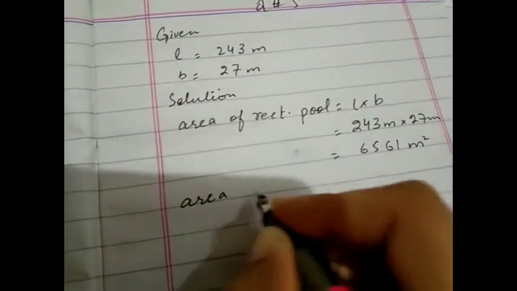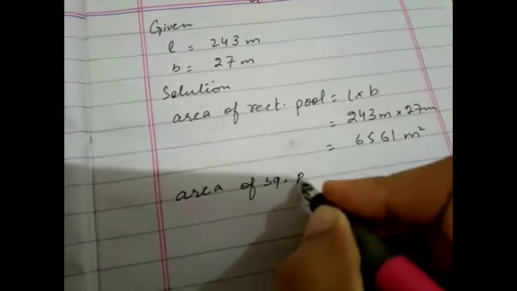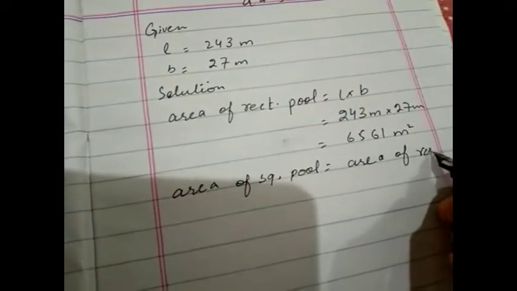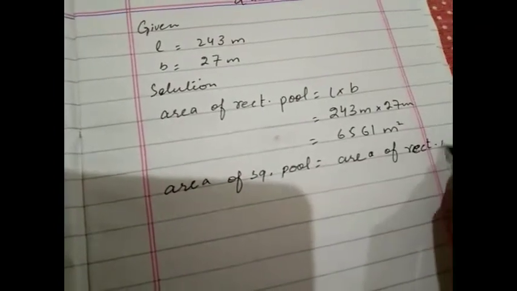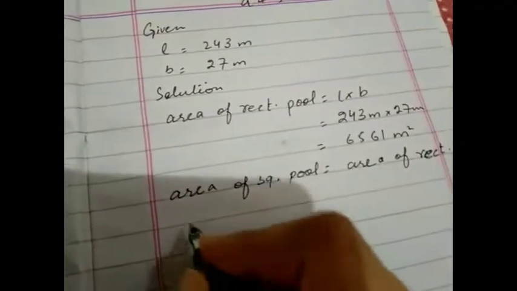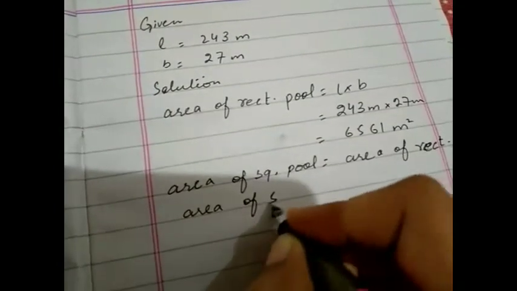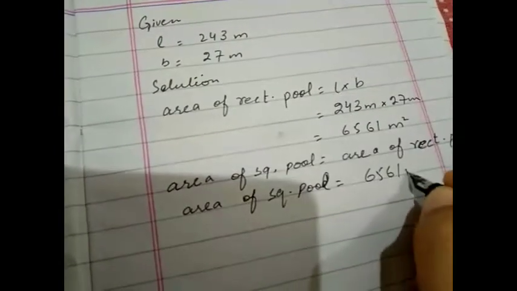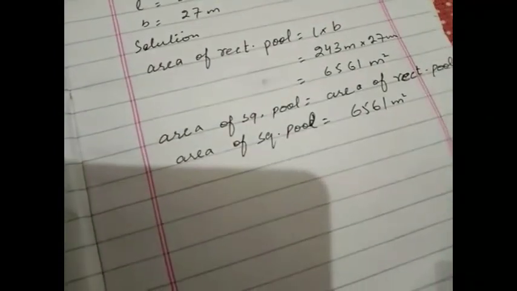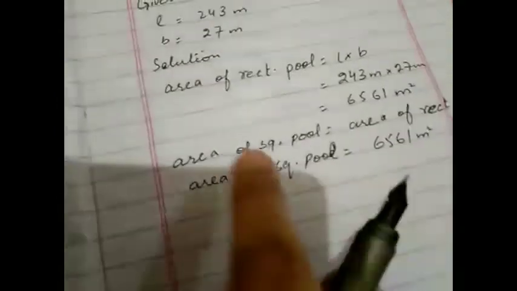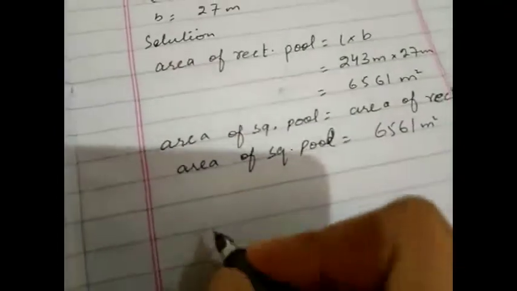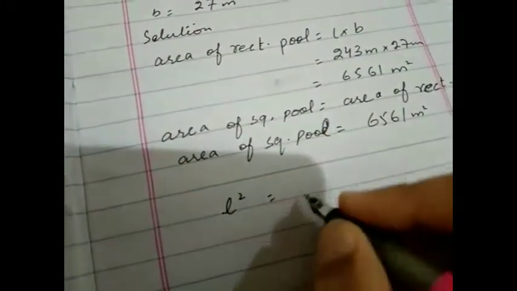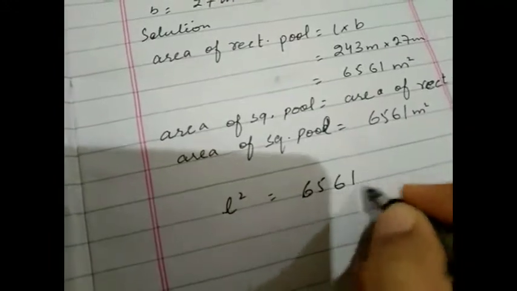As it is given in the question that the area of the square pool is also equal to the area of the rectangular-shaped pool, the area of the square pool is also 6561 meter square. And now we have to find the length of this square-shaped pool. To find the length, the area of the square pool is equal to L square and its value is 6561 meter square.